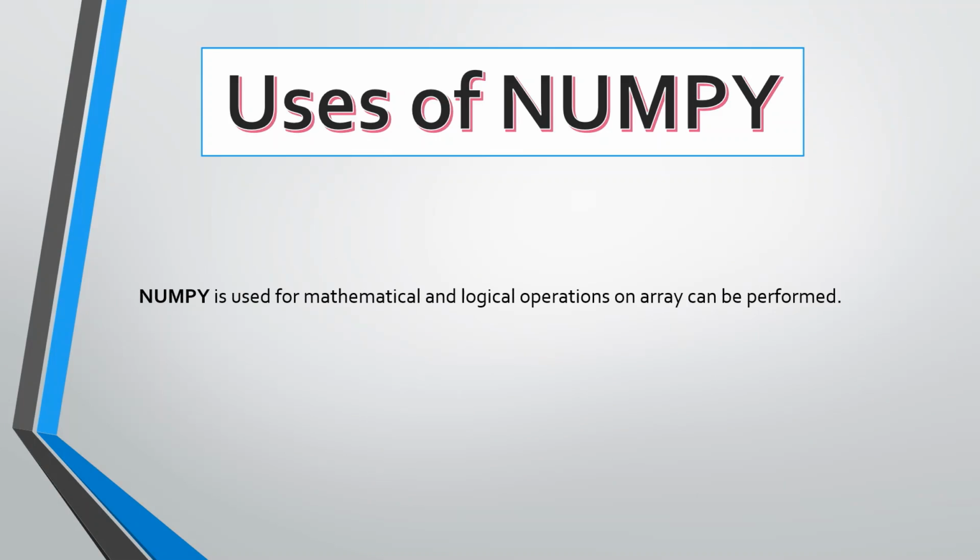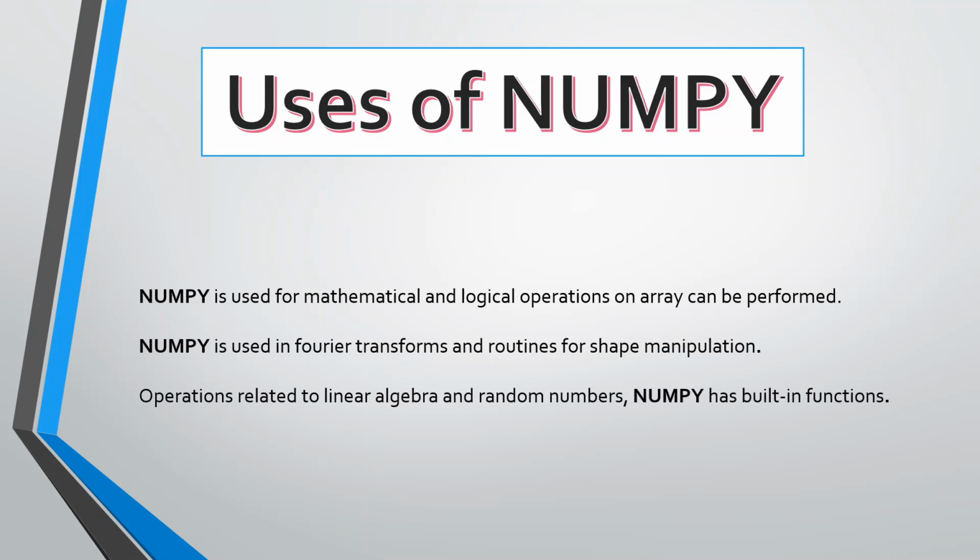And now here we will see some more uses, the main uses. It is used for mathematical and numerical operations in an array, and it is used for Fourier transforms also. And as said, for linear algebra and random numbers, NumPy has inbuilt functions.